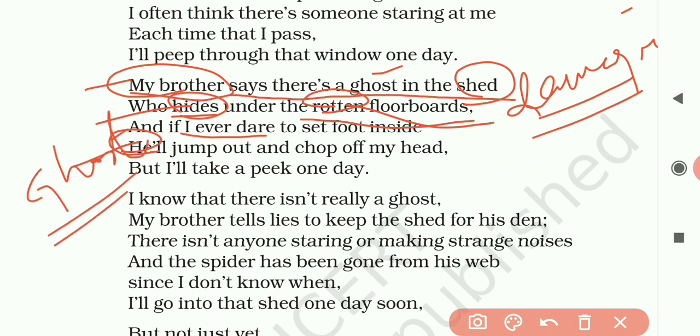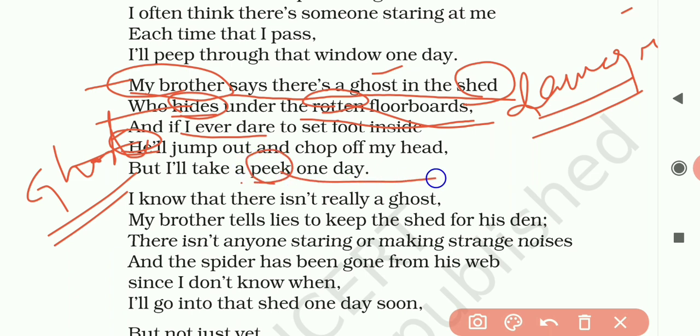ये कौन कह रहा होगा? किसने बताया कि the ghost will jump out and chop off his head? I think this also has been told by his elder brother. Okay? But I will take a pic one day.